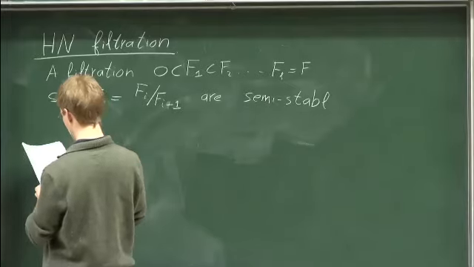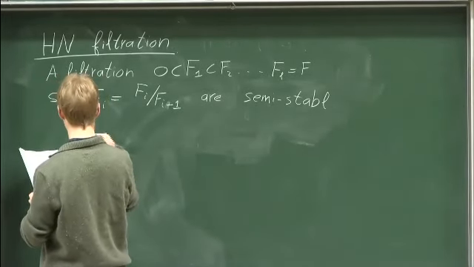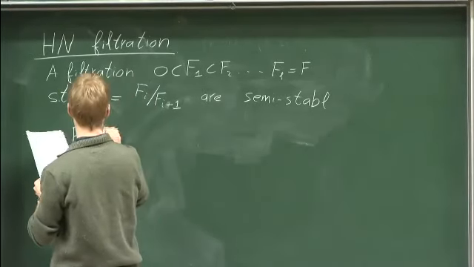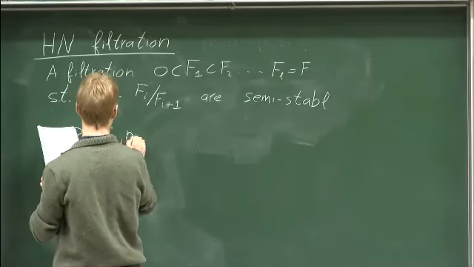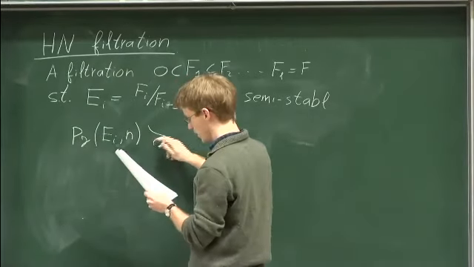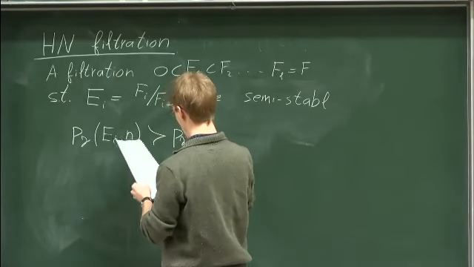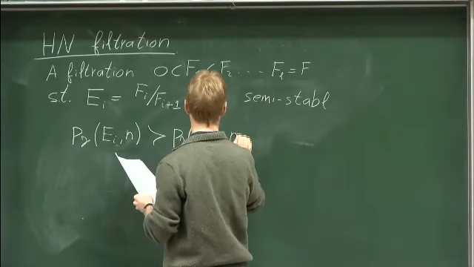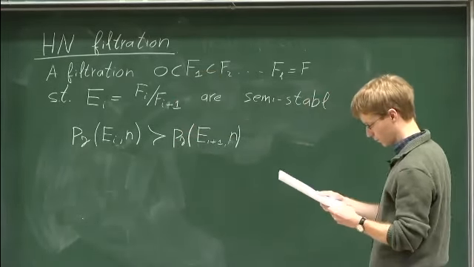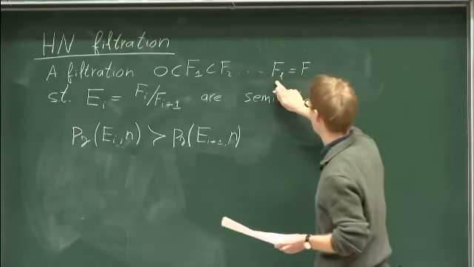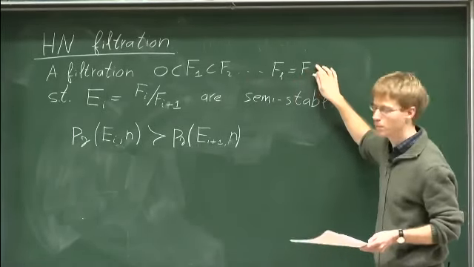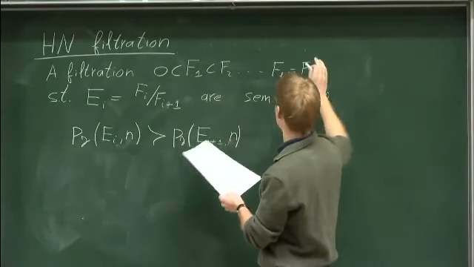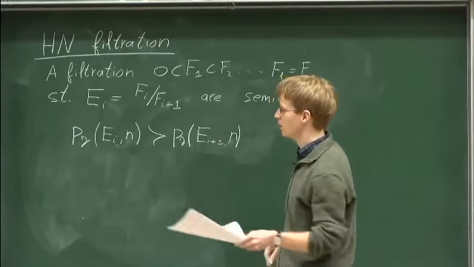And the condition is that Pj, so this is the polynomial which appears in the stability condition of Ei, must be bigger than the polynomial of the next one in the list. So in particular, if L is bigger than 1, then F will never be stable, because this basically tells you how it decomposes in sub-objects.